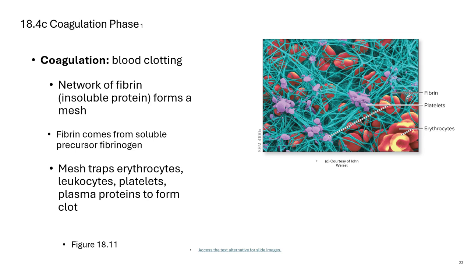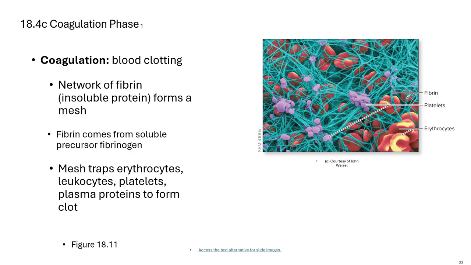So you have to convert fibrinogen into fibrin. Fibrinogen is soluble. Fibrin is insoluble, right? Meaning it doesn't dissolve in the blood and the plasma, and it holds the clot, it holds the platelets, it holds the other cells together, right? So you're trapping erythrocytes, leukocytes, platelets, plasma proteins, all in this large clot, which again is helping to minimize blood loss.